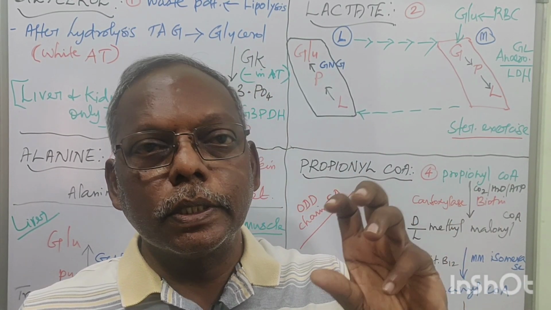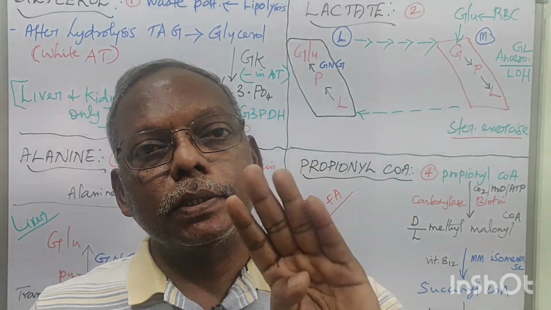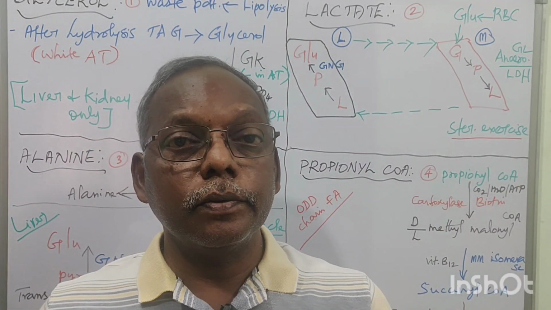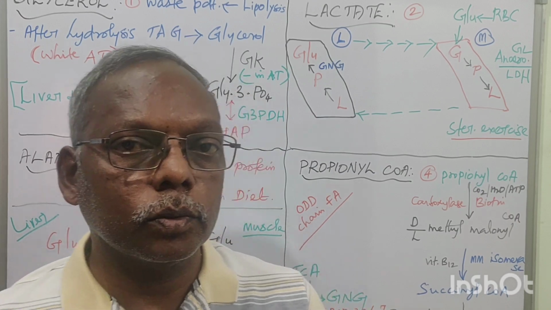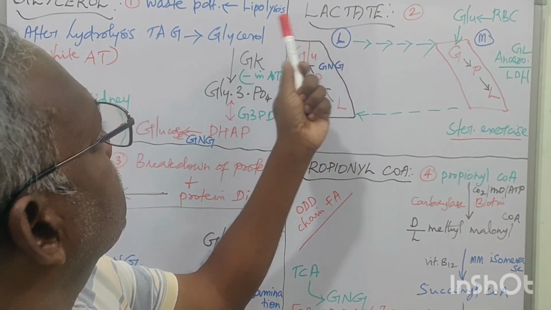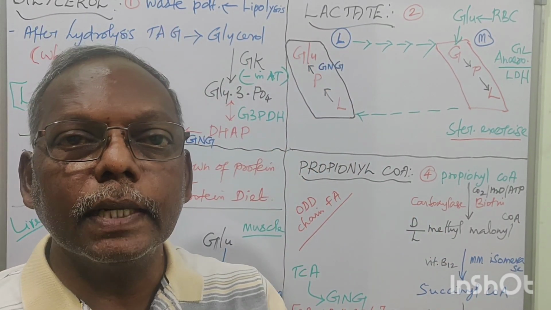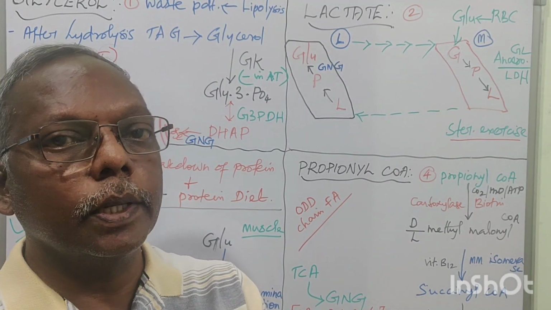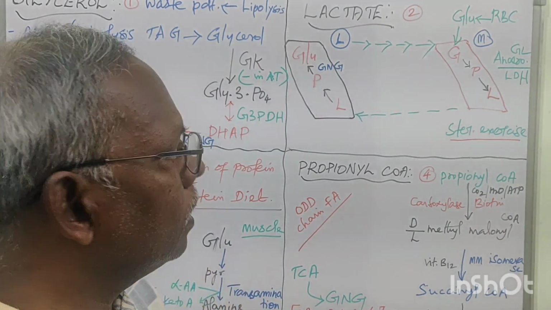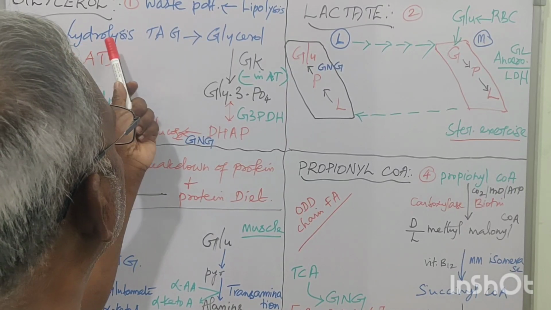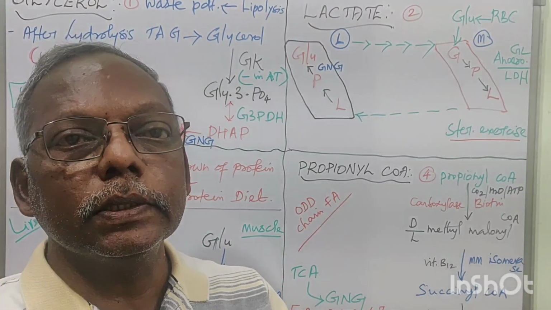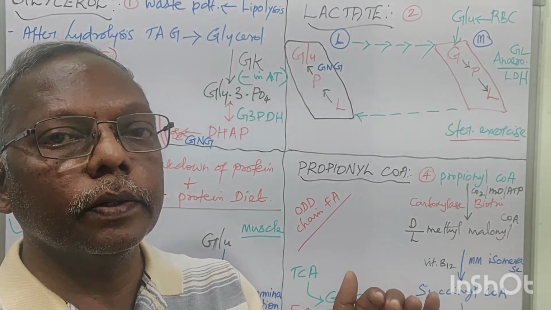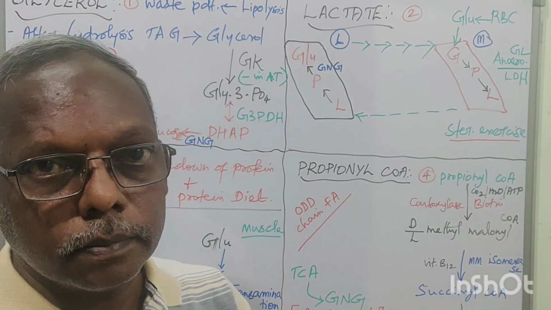So now we are going to discuss how these four substrates will give glucose in the fasting state or in the starvation state to maintain the blood glucose, right? The first one is glycerol. Actually, it is a waste product from lipid metabolism. After lipolysis only you will get glycerol. After hydrolysis of TAG, that is triacylglycerol, glycerol is released, right?